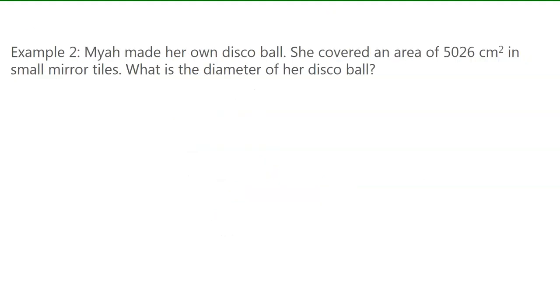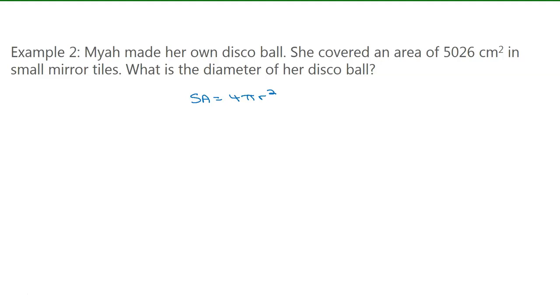Now example 2. Maya made her own disco ball. She covered an area of 5,026 square centimeters in small mirror tiles. What is the diameter of her disco ball? Now in the formula for surface area of sphere, we don't have the diameter, we only have the radius. But we can solve for the radius and then we'll double it.